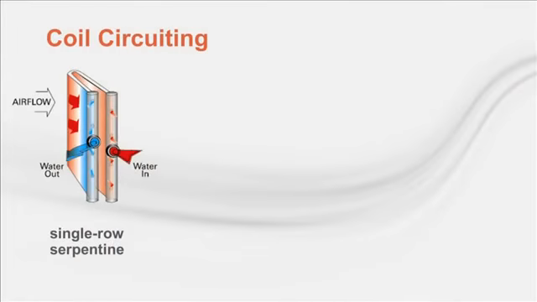The first diagram is an example of single-row serpentine circuiting, also known as full circuiting. Every tube in the coil row is fed with water in this case. This is the most common circuiting design used and accommodates a wide range of applications.